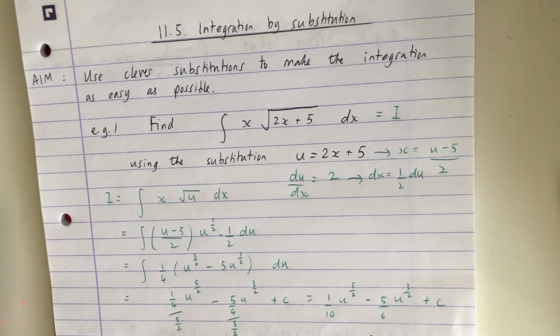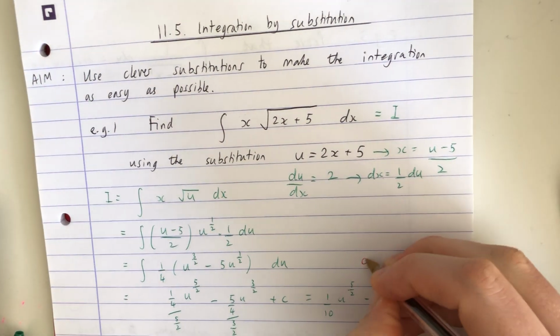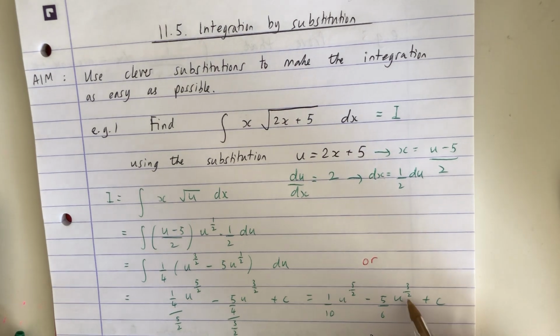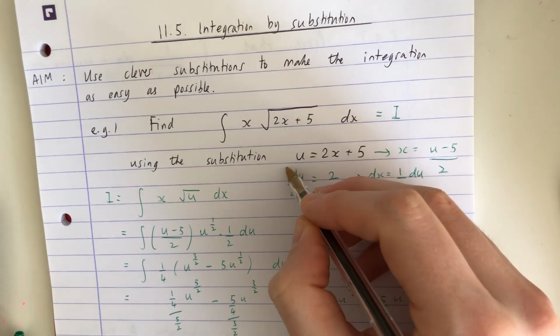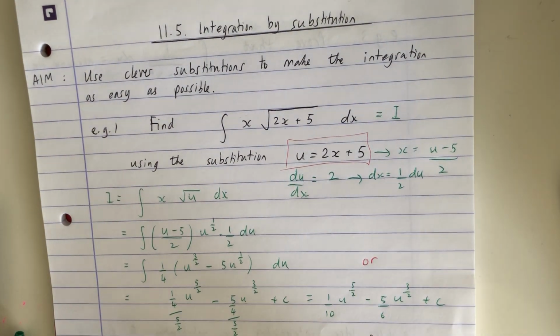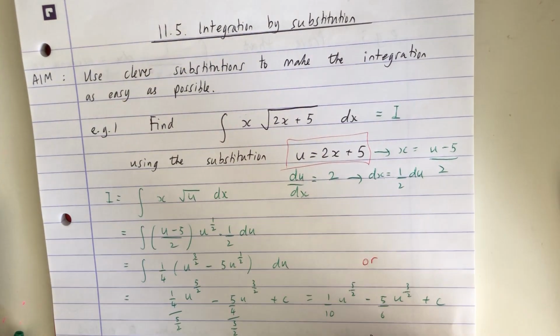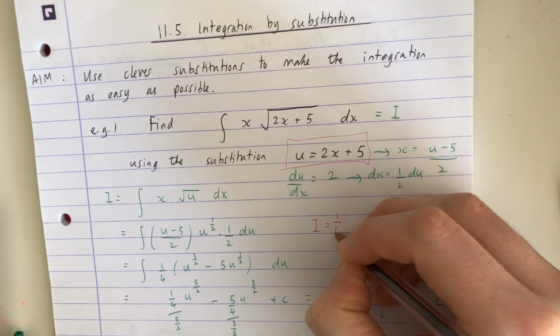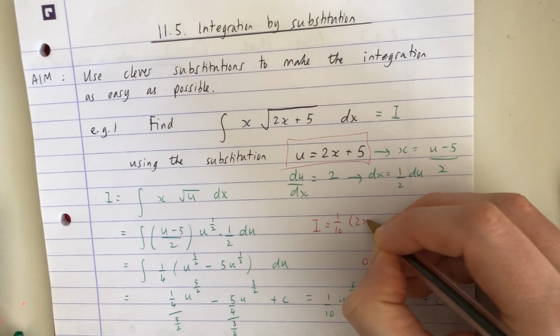And you can potentially leave your answer like that, or if you wanted to, you can actually get an answer just with x's in there. So remember, this is the letter u, and that is a formula for u up there. If we replace every letter u with 2x plus 5, you actually get the answer in terms of x.